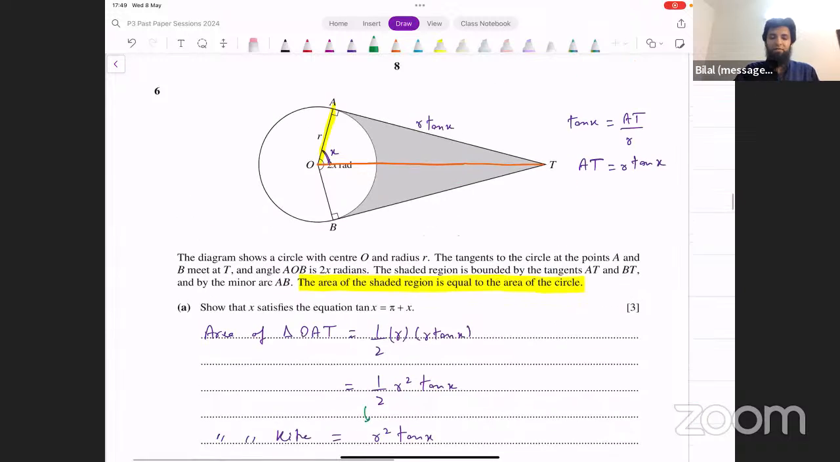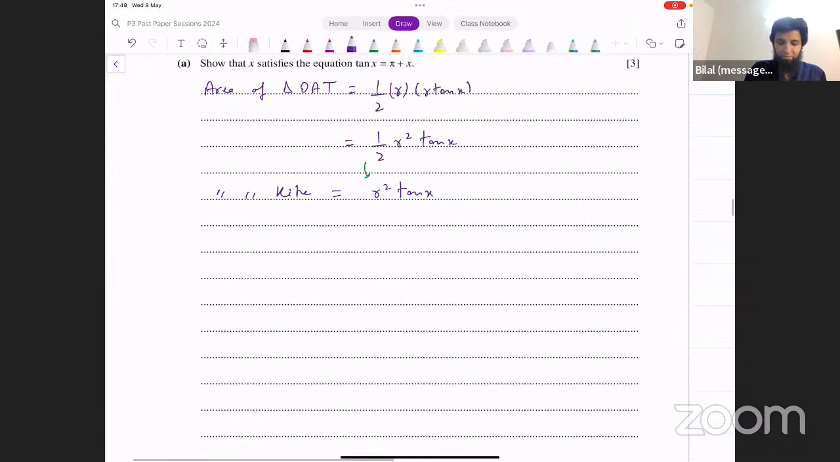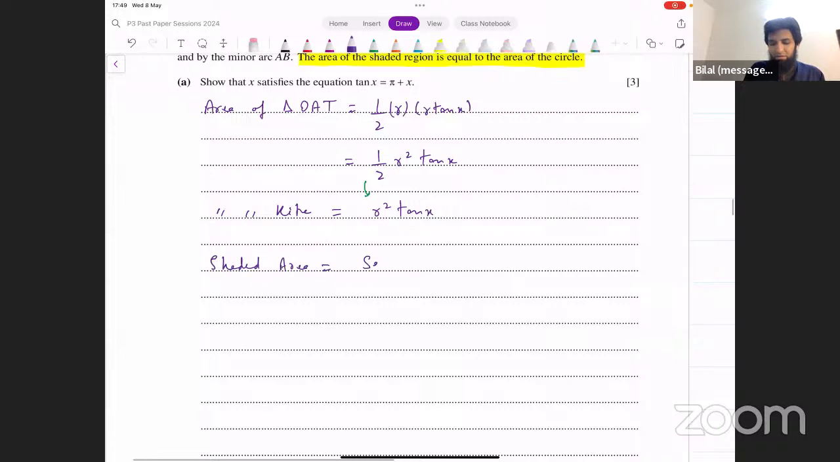So we've got the area of the kite. Subtract from the area of the kite the area of the sector, and that will give you the shaded area. Let's see what that turns out to be. Shaded area is the area of the kite minus the area of that sector.